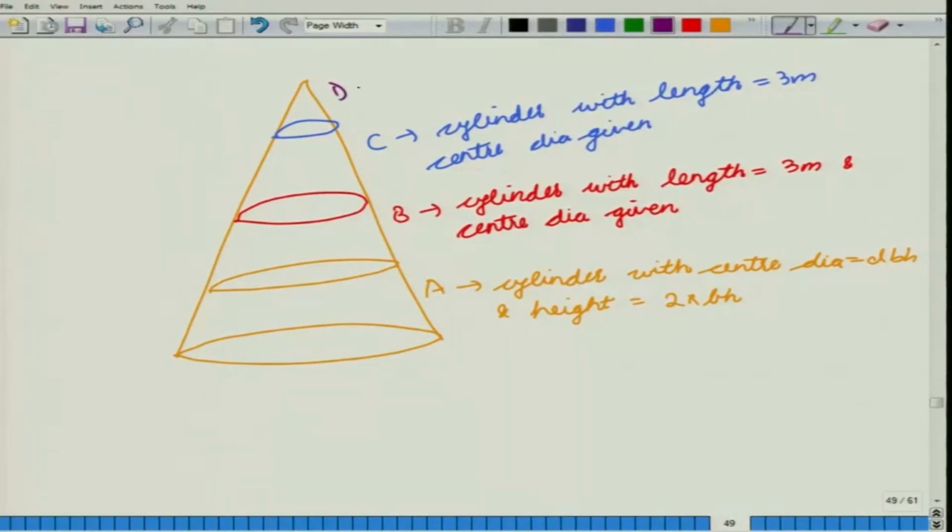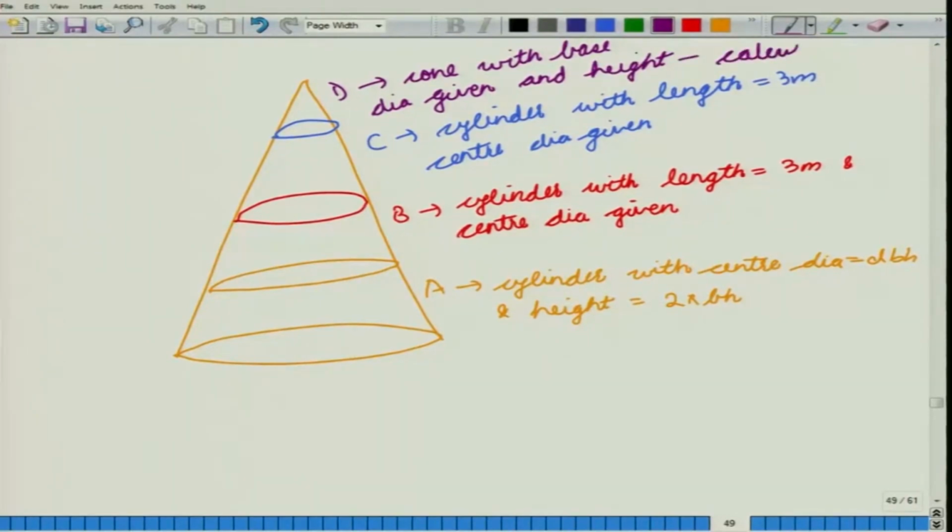Our fourth section, D, is a cone with base diameter given, and height that can be calculated from the total height of the tree, capital H. Now, one question that arises is, why do we use this length of 3 meters? What is the significance of using 3 meters?